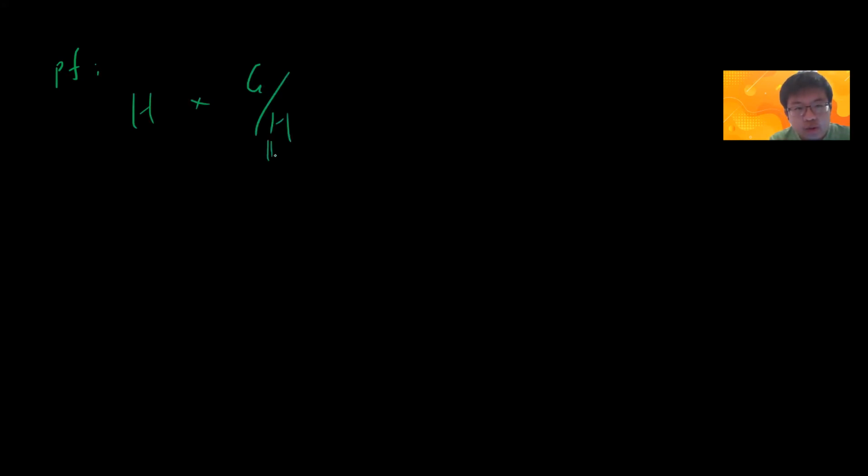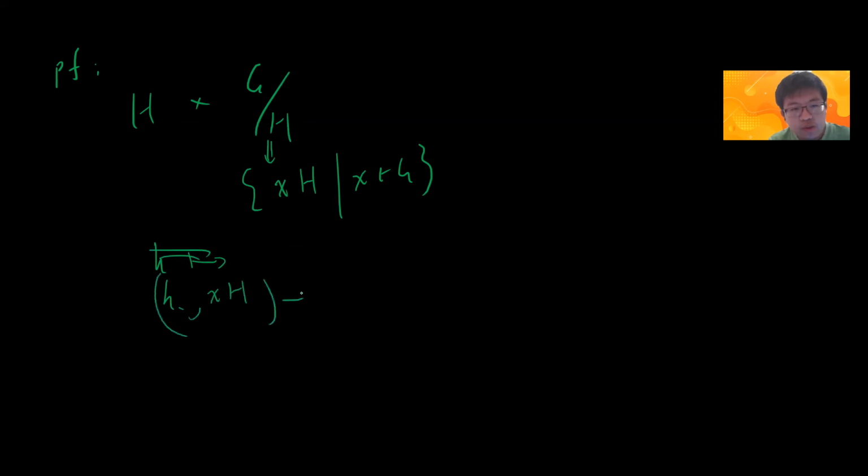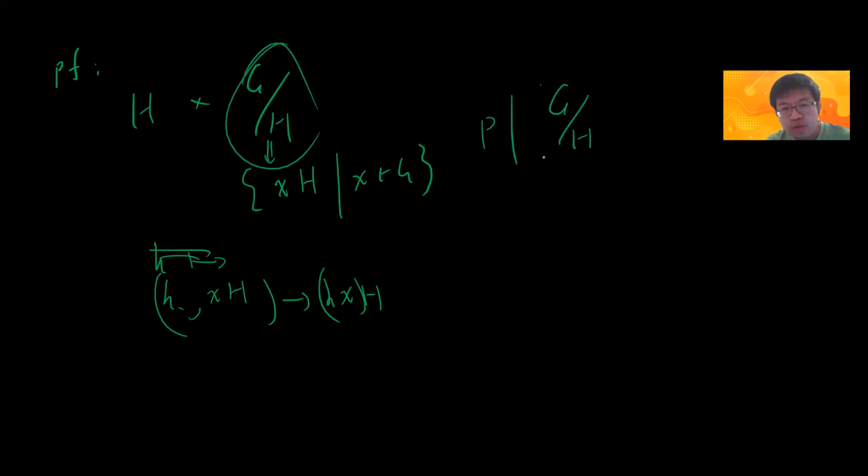The G quotient H, let's say I use left cosets, so the elements are written as xH, where x belongs to G, and the group action is defined so that h maps to hxH on this set. Let's say P divides the order of G quotient H. The reason is that H is not Sylow, it's a proper subgroup, so there will be a remaining prime power P left, right?